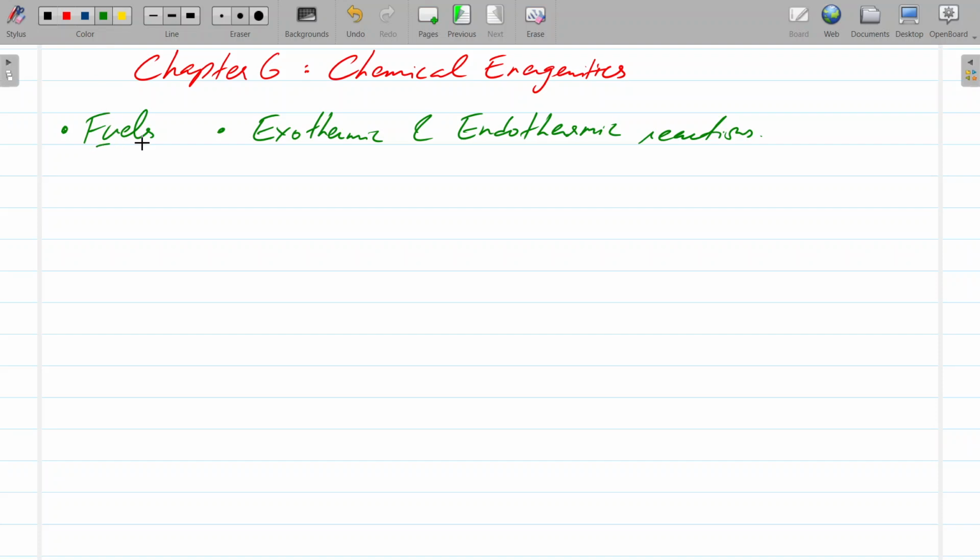Now, the part on fuels, there's nothing technical over here. I could ask you just to read through the book. I'm going to summarize it and move through it quickly, right? And the details you can definitely get from the text. And what I'll focus on is the second part, which is the exothermic and endothermic reaction.